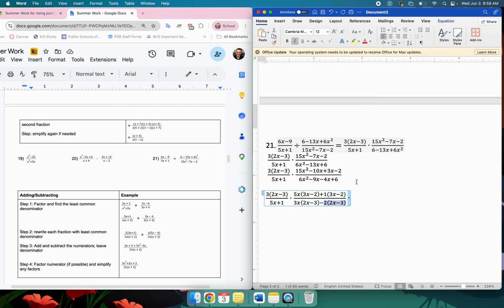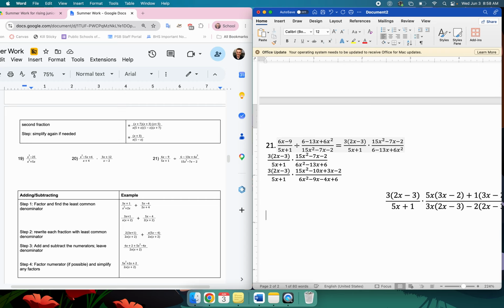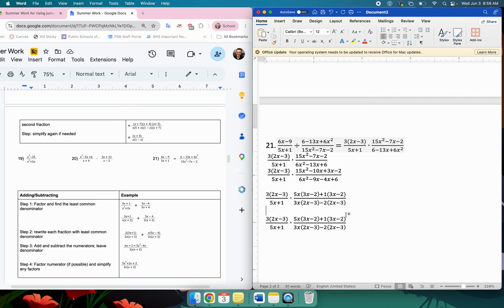So, cool. All right, so what's happening now? Now I have a common factor in this numerator, a common factor of 3x minus 2 in these two terms, so I'll pull that out. And I'm left with 5x plus 1. And then in that bottom denominator, I have a common factor of 2x minus 3. So I'll pull that out, and that leaves me with 3x minus 2.